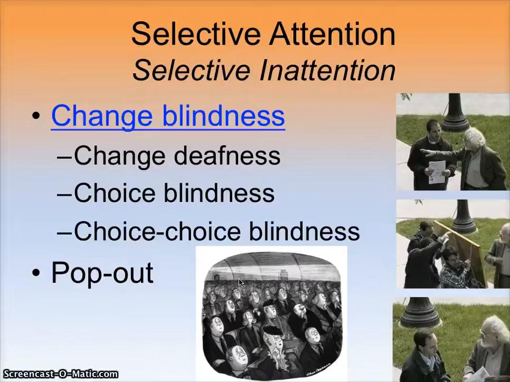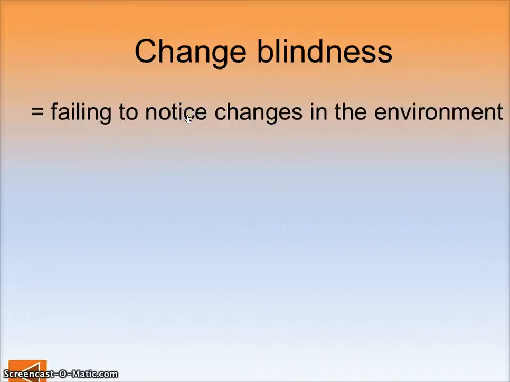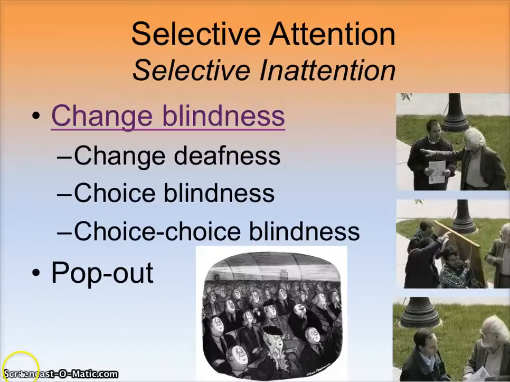Change blindness is another one of these concepts. Again, I'll have a couple of videos on this for you later on in the week when we do a little bit more detailed work. But change blindness is failing to notice changes in the environment. And there was a famous experiment done in which you can see the steps here.